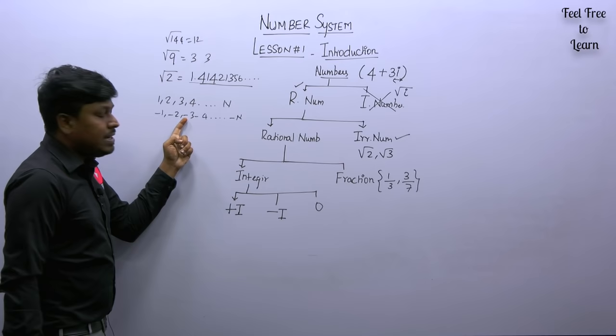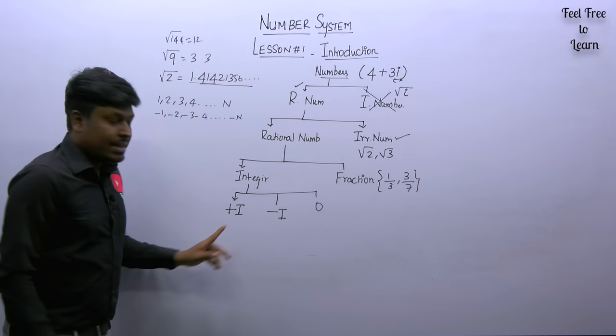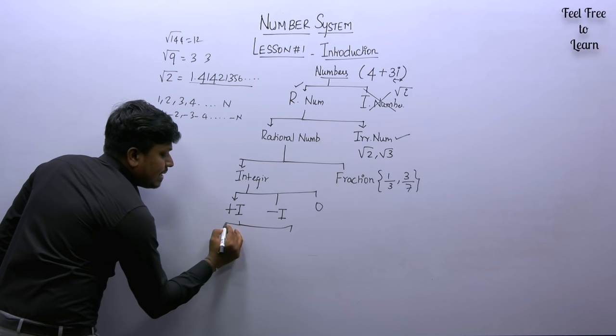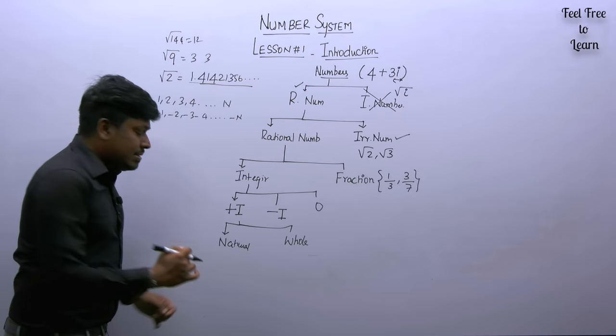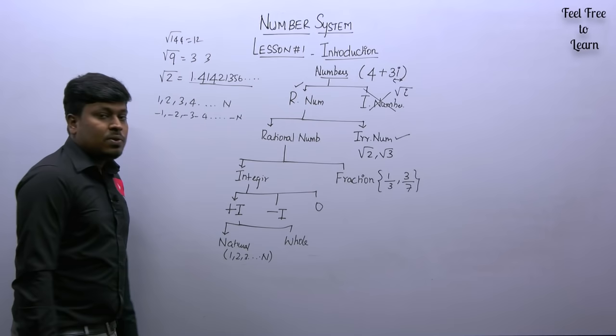Got it? So now let me take the positive integers. Positive integers are what? 1, 2, 3, 4. So positive integers are categorized into two parts. One is the natural numbers, the second is the whole numbers. Everyone knows it. What are natural numbers? Numbers that start from 1: 1, 2, 3, 4, until n, are called natural numbers.